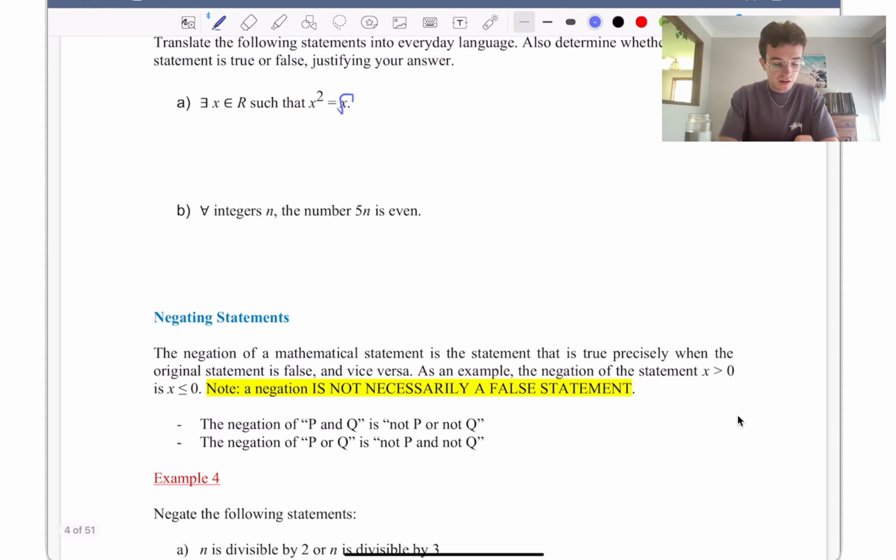Part B says, for all integers n, the number 5n is even. That would be that in everyday language, and that is a false statement because any number multiplied by 5 is not going to be even.